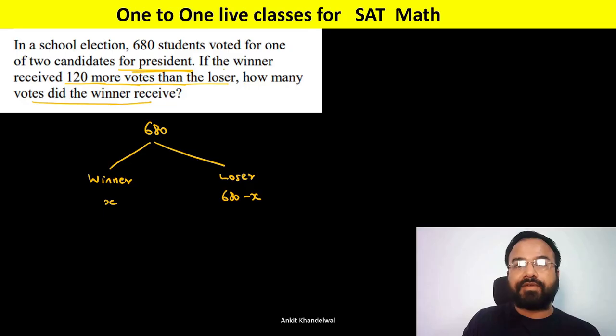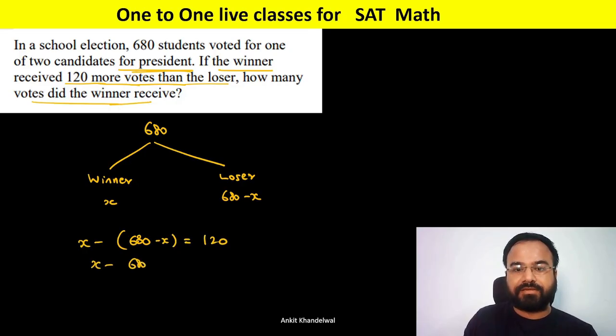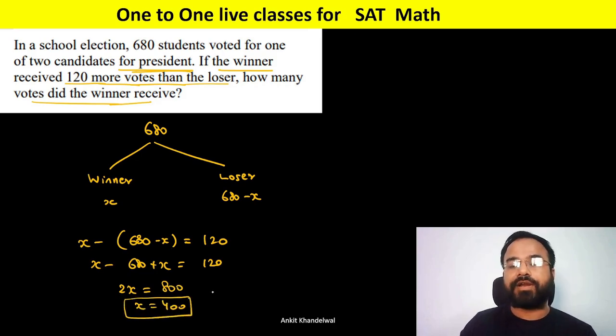And it is written, if the winner received 120 more votes than the loser, it means the difference between both of them is 120. So we just have to solve this equation. If you simplify this, this will become plus X equals 120, and X plus X will be 2X. 680 on the right hand side will go, then it will be 780 and 800. So X will be equal to 400. So the winner got 400 votes.